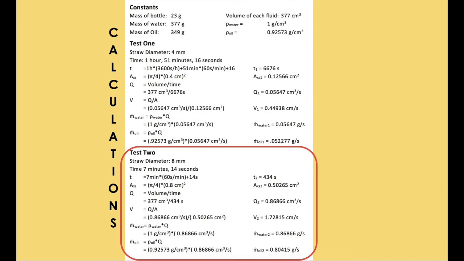For our second experiment, we used a straw diameter of 8 millimeters. This resulted in a substantially reduced transfer time of 7 minutes and 14 seconds. We again calculated volumetric flow, velocity, and mass flow.